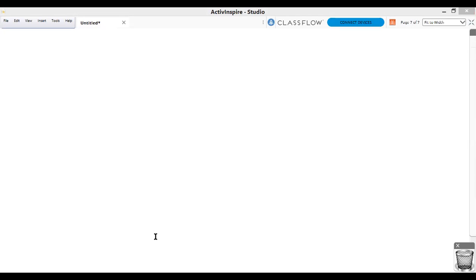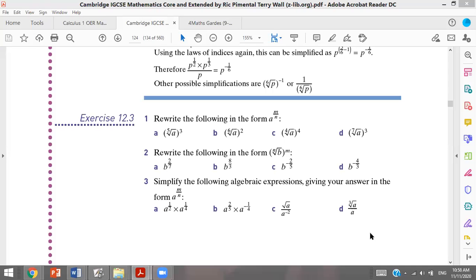If you open your book, now we can make your share. And then you can see your book now on your screen. And there is the first question. Rewrite the following in the form a power m over n. Then try to solve it now.